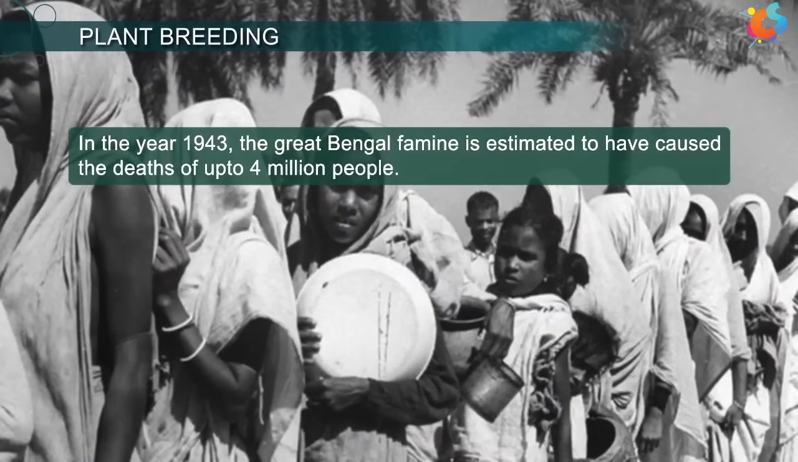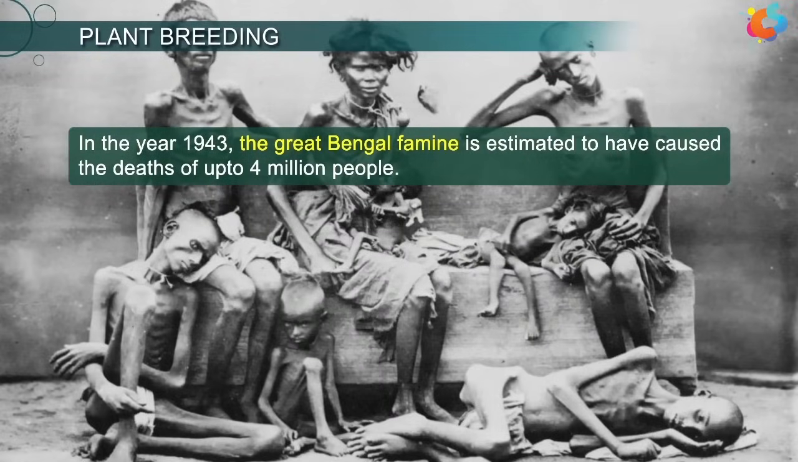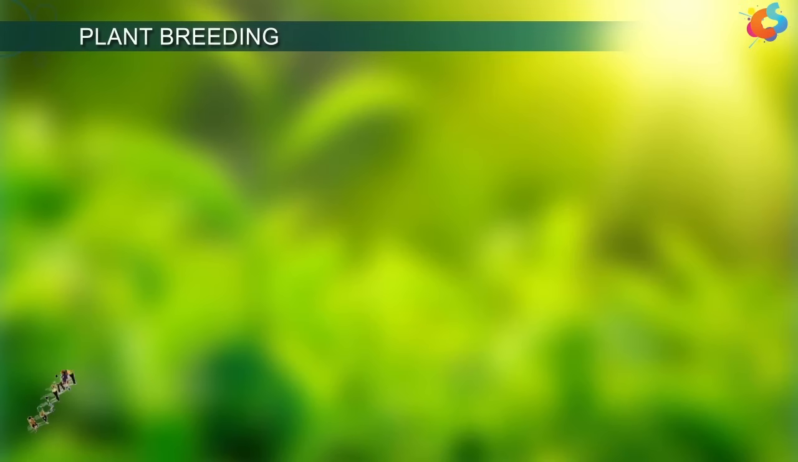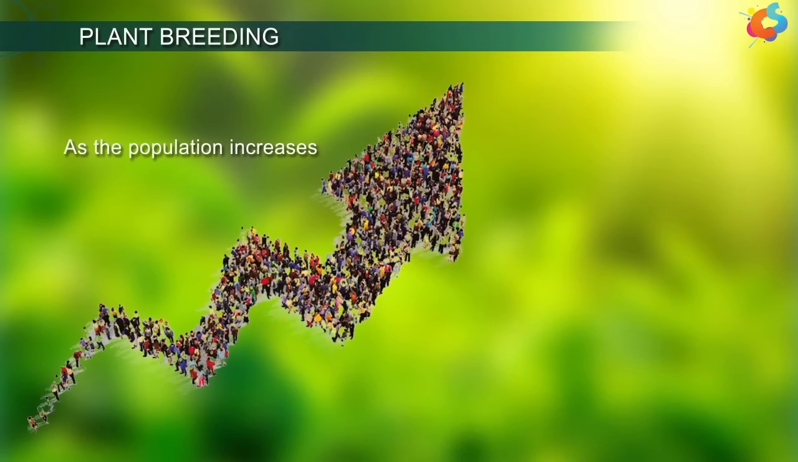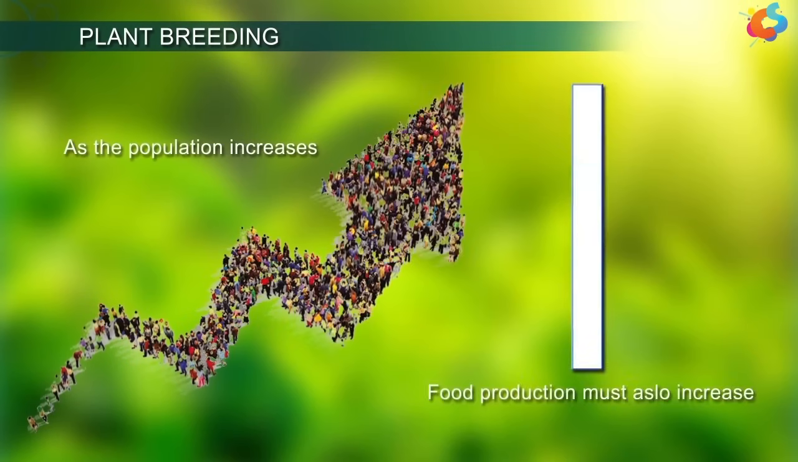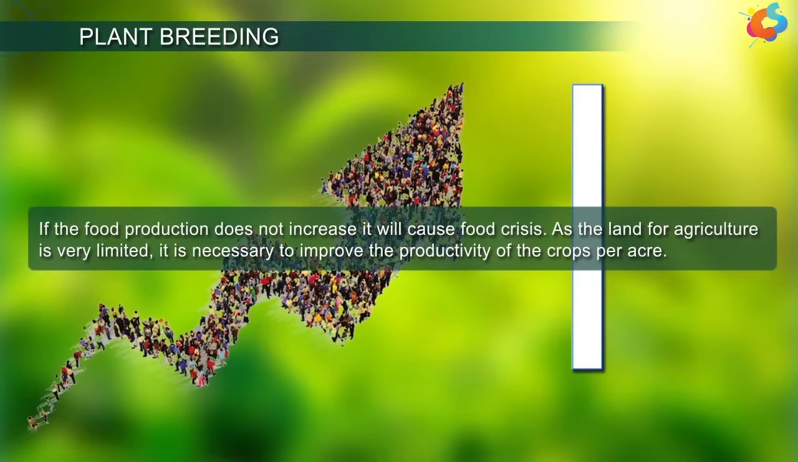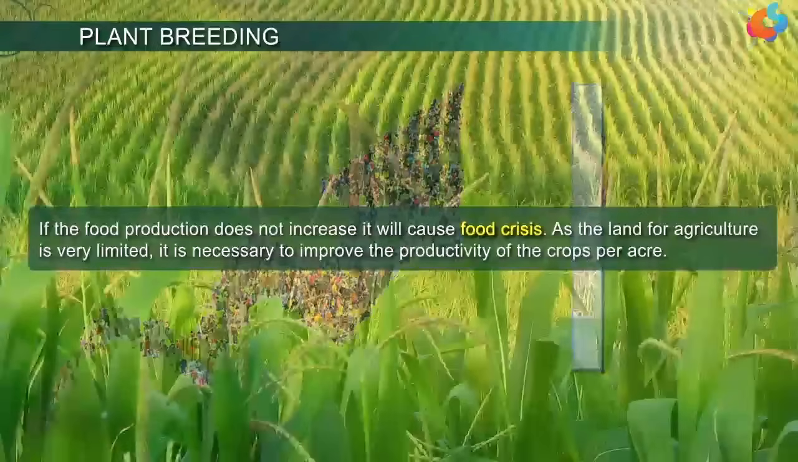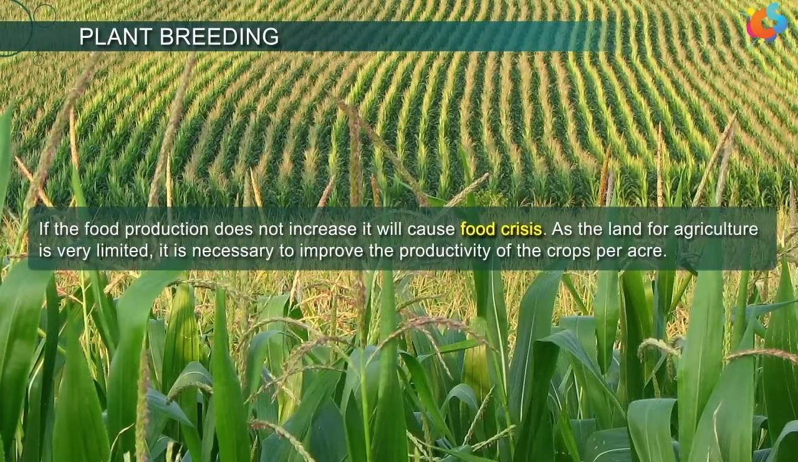In the year 1943, the Great Bengal famine is estimated to have caused the deaths of up to 4 million people. Also, as the population increases, food production must also increase. And if the food production does not increase, it will cause food crisis. As the land for agriculture is very limited, it is necessary to improve the productivity of the crops per acre.